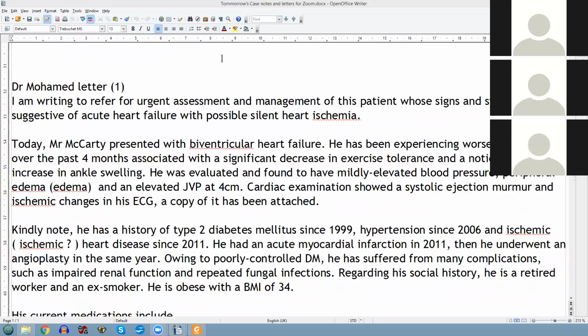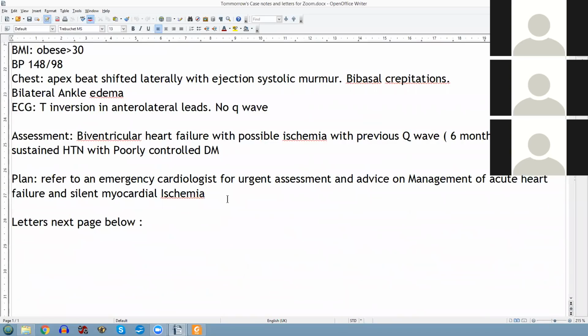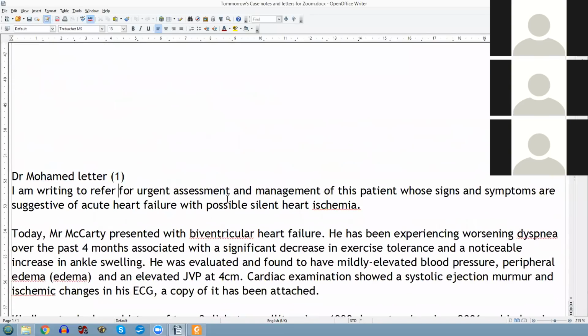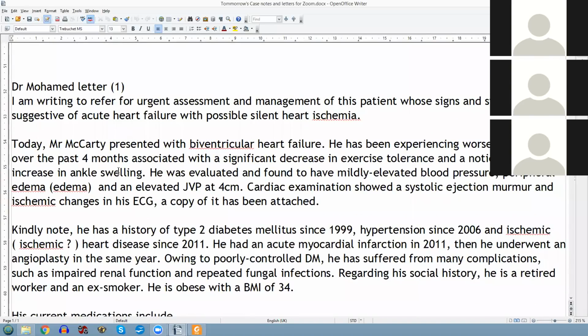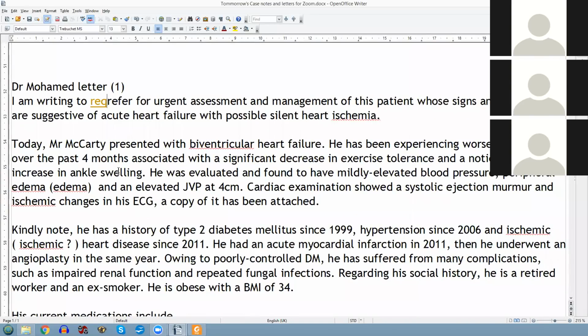Right, so I'm writing to refer for an assessment of this patient. So we either need a subject or an object here. So either you are writing to, I'm writing to you to refer, or I'm writing to refer this patient to you. So we've got to change this. So I'm writing to refer to you. So the task said, what was it? Urgent assessment and advice. So it's not simply I'm writing to.